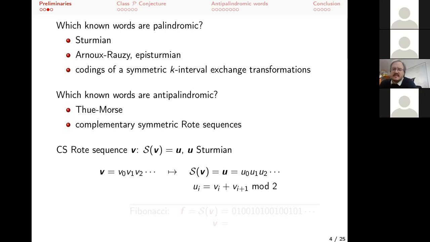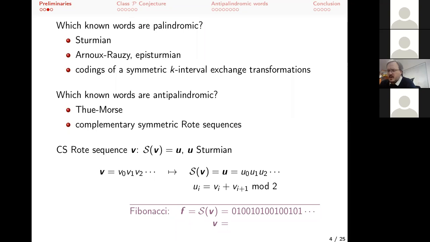A complementary symmetric Rote sequence is an infinite sequence v such that its image under the mapping S is Sturmian. What does this S map do? It takes an infinite word v0, v1, v2, and so on, and creates an infinite word u0, u1, u2 using the formula that ui is vi plus vi+1 modulo 2. So, for example, I take the Fibonacci word F to be the image of a word under this mapping S, and I would like to find this v, the preimage under S.